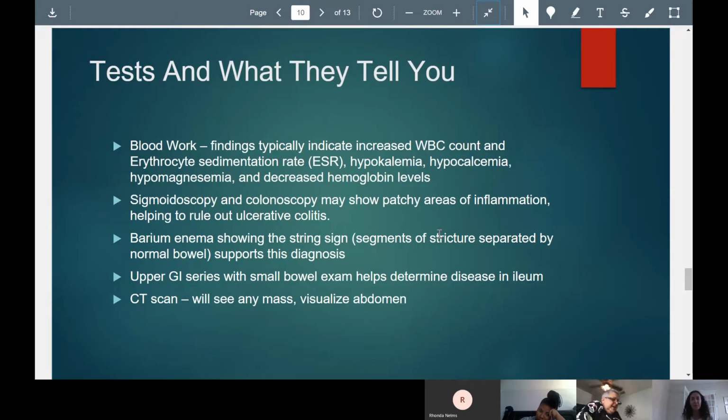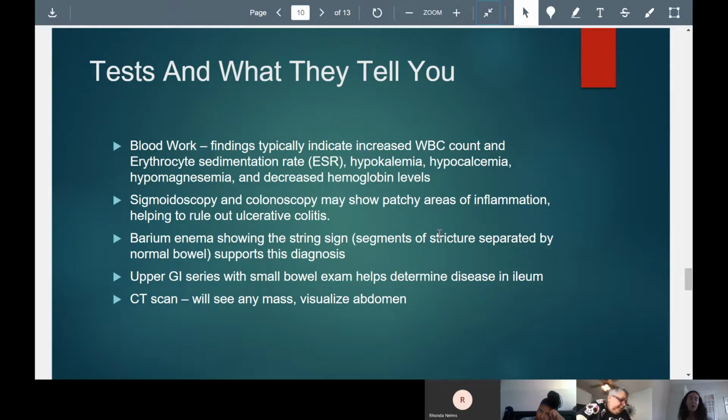All right. Tests and what they tell you. Blood work. Findings typically indicate increased white blood count and an ESR, which is the erythrocyte sedimentation rate. That tests for inflammation. So does CRP. CRP does also. I'm not sure about what the exact thing is with CRP though, because I know it could be used for your heart too.